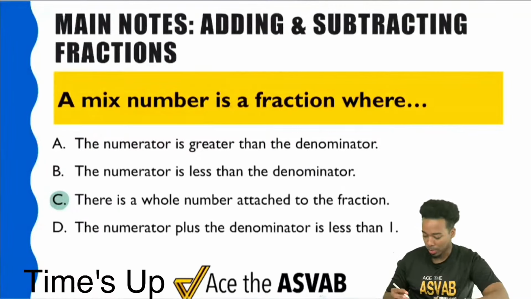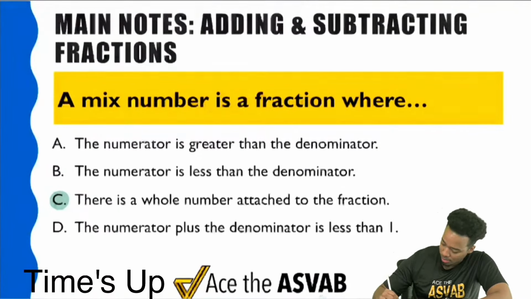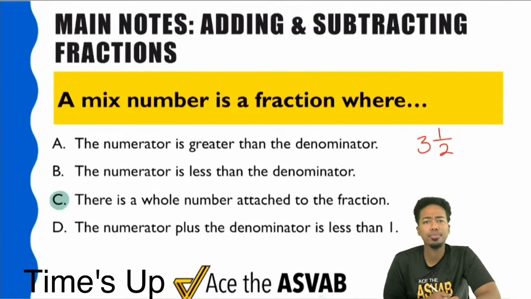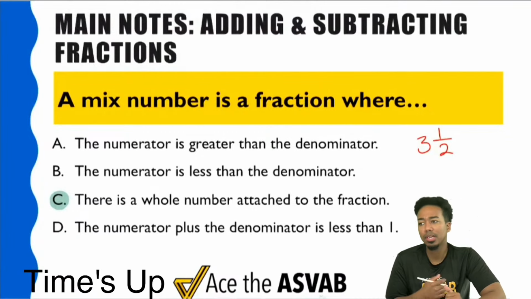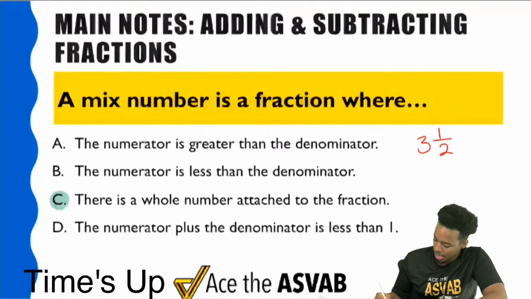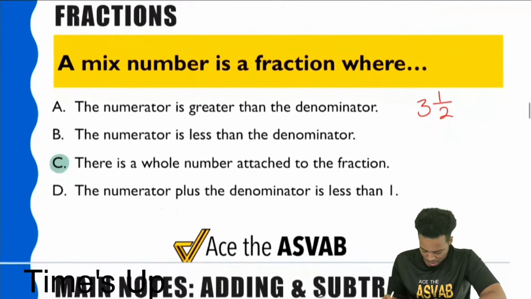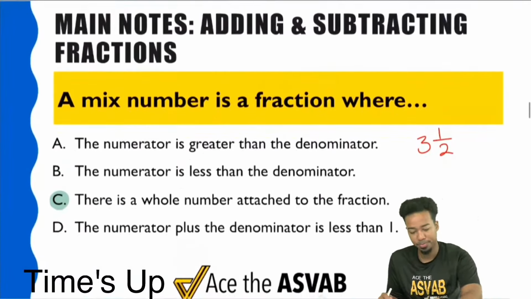So essentially what that looks like right over here is going to be something like 3 and a half. We've seen that before. That's what a mixed number would look like, where you just have a whole number and a fraction together. Basically, it's representing a value that's greater than 1. So next one here, I think we have one more. Yep, we do have one more.